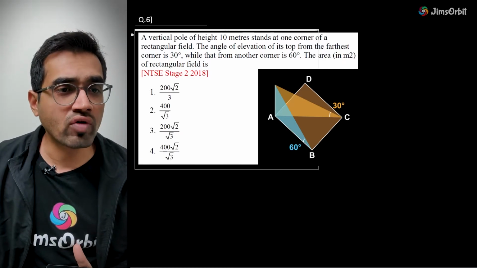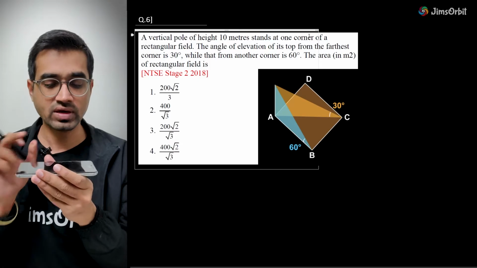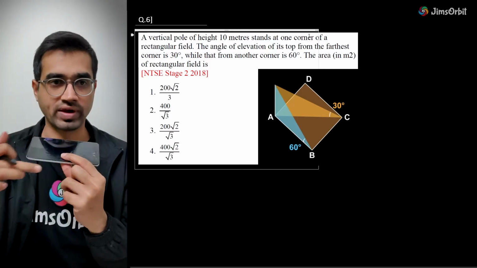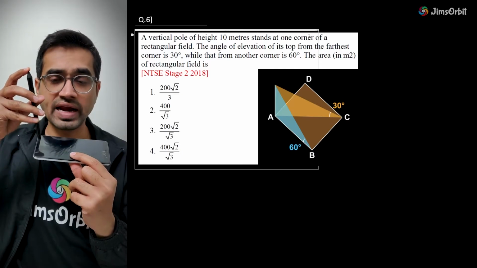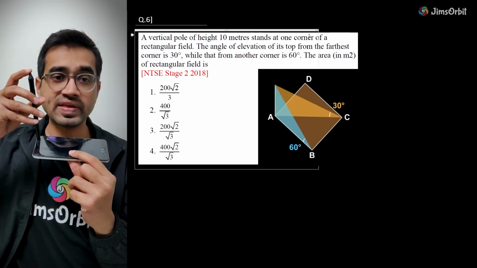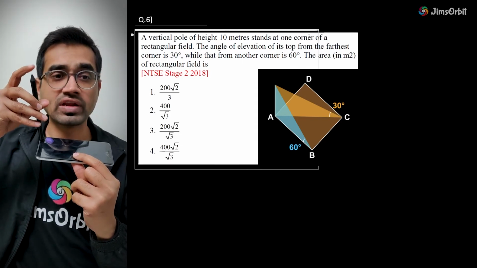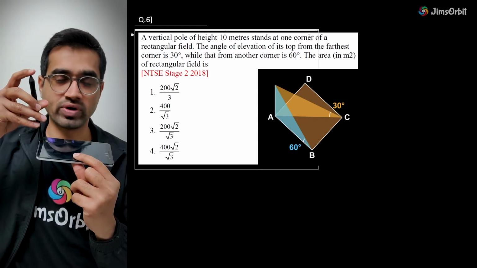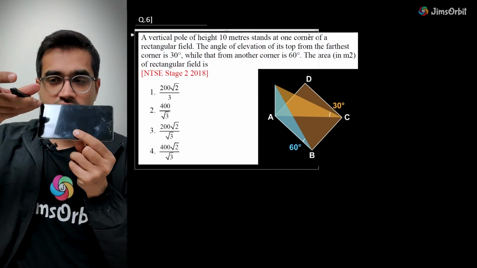A vertical pole of height 10 meters stands at one corner of a rectangular field. I hope you can see this one. This is a rectangular field. A vertical pole, this kind of a vertical pole, is at one corner of the field. The angle of elevation of its top: someone is looking at the top from the farthest corner. Now what is the farthest corner?